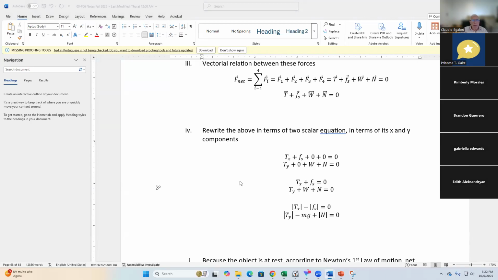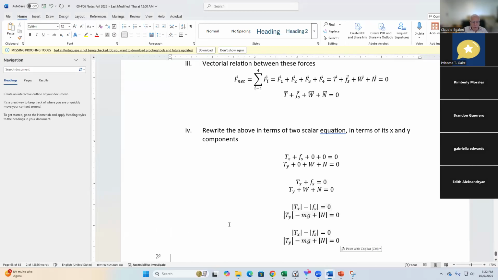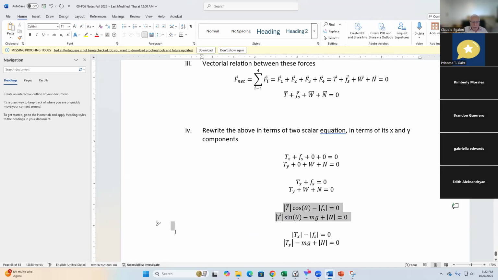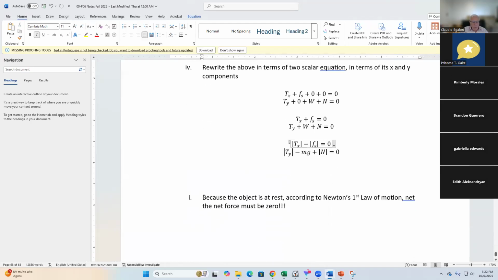Oh, we can do one more thing here, right? We can write that down in terms of the angle. The T sub x can be written down in terms of the modulus of the vector T times cosine theta. T sub y can be written down as the modulus of T times sine of theta. This one should go downstairs here.